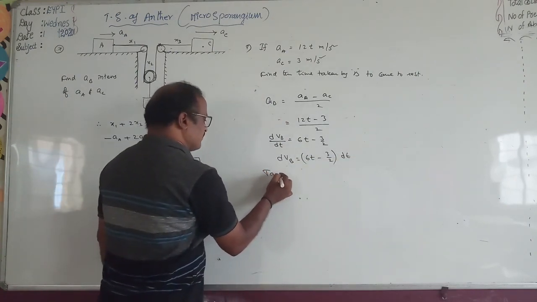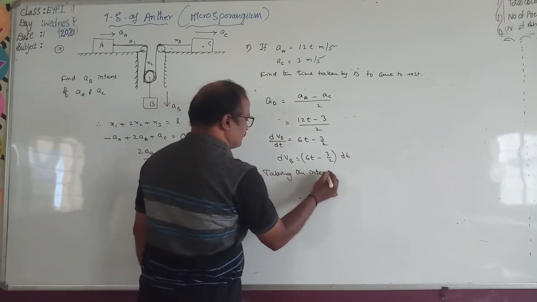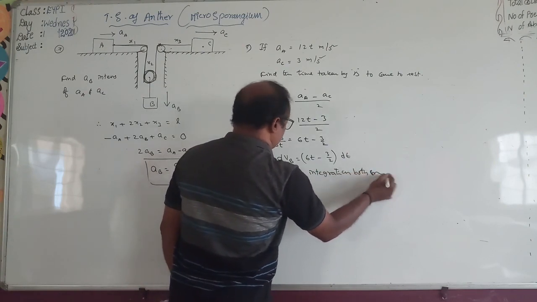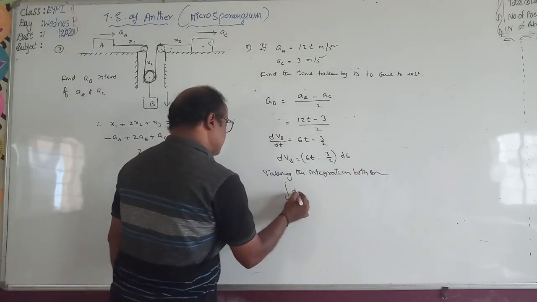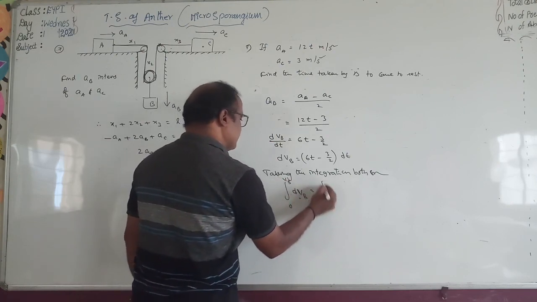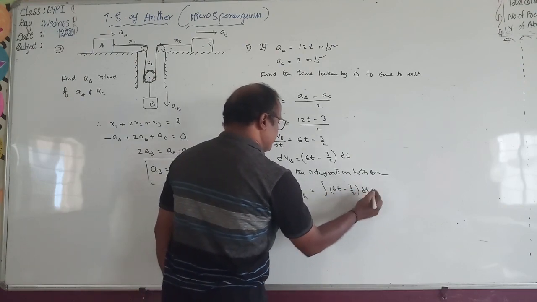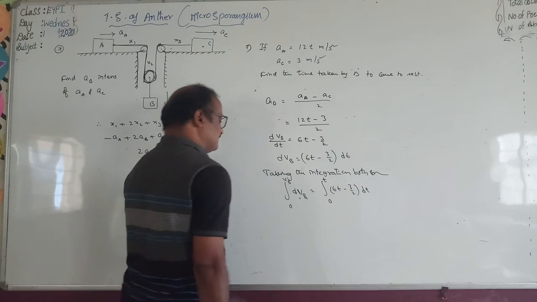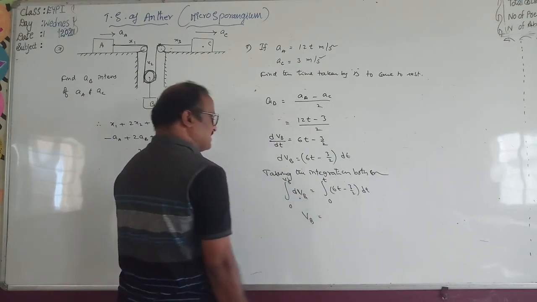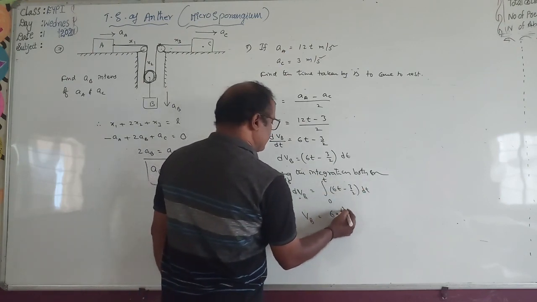Taking the integration on both sides, we get the integral of dvb with limits from 0 to vb, equal to the integral of 6t minus 3 by 2 into dt, with limits of time from 0 to t. The integral of dvb is vb, so vb minus 0 is vb, and that is equal to the integral of 6t dt, which means 6 into t square by 2.